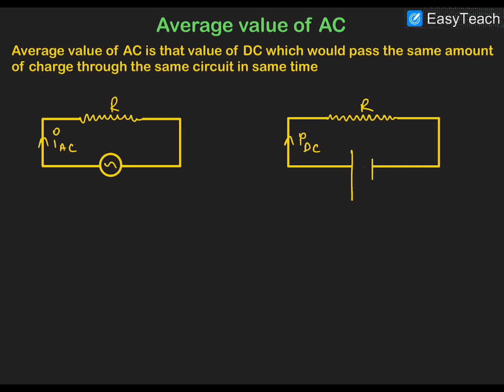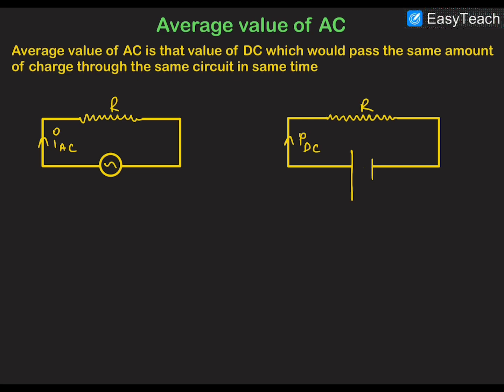Okay guys, now if we talk about the average value of AC. The average value of AC is that value of DC which would pass the same amount of charge through the same circuit in the same amount of time. The only difference between RMS and average currents is that in the RMS case we were speaking about the generation of the same amount of heat H, and we are speaking about the passage of the same amount of charge Q through the same circuit in the same time in the case of average value of AC.